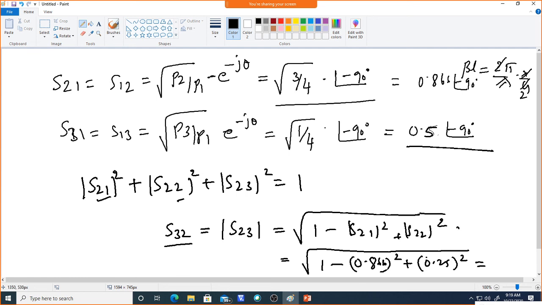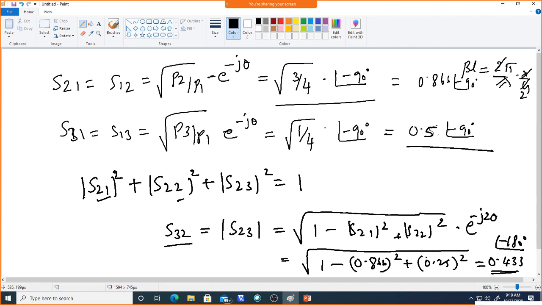We need to take into account the phase value also, which is e power minus j 2 theta, because it is traveling from 2 to 3, so it is traveling 2 times lambda by 4. That's why it gives e power minus j 2 theta. The value is 0.433. Since it is traveling 90 plus 90, it has a 180 degree phase shift. So this is about the S matrix and the power division, how it goes.